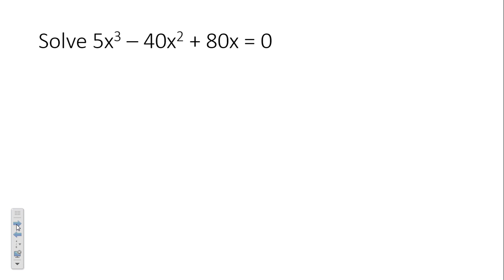All right, so on your notes sheet, I think, if I remember right, we have this example. Solve 5x cubed minus 40x squared plus 80x equals 0. It's number 6 on your sheet. So it's on the polynomial challenge side of your sheet, number 6. How are we going to solve something like that?